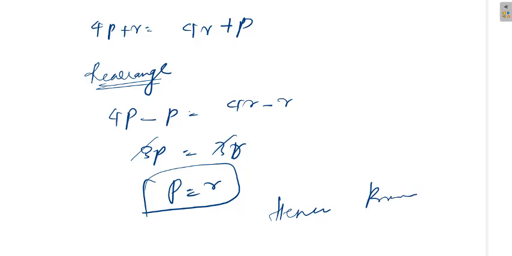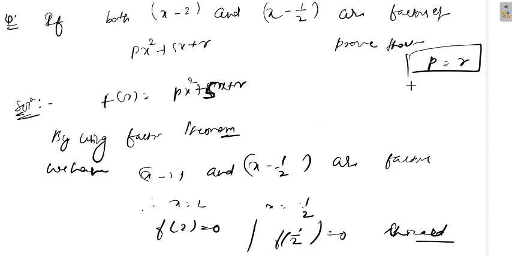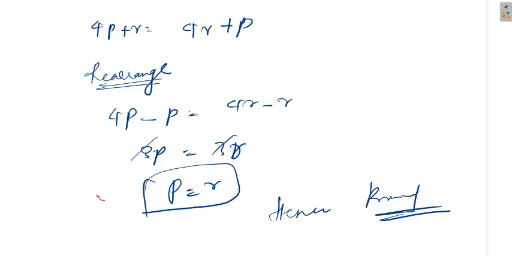Hence proved. This is what we had to do previously. Look here, the question said that both x minus 2 and x minus 2 are factors of this equation, to show that p equal to r. So this is what we have proved, p equal to r. Questions of this kind are very easy, but once you get the concept of the question, the basic building of how to solve the equation, then you can easily solve the question. It's not a very big deal.